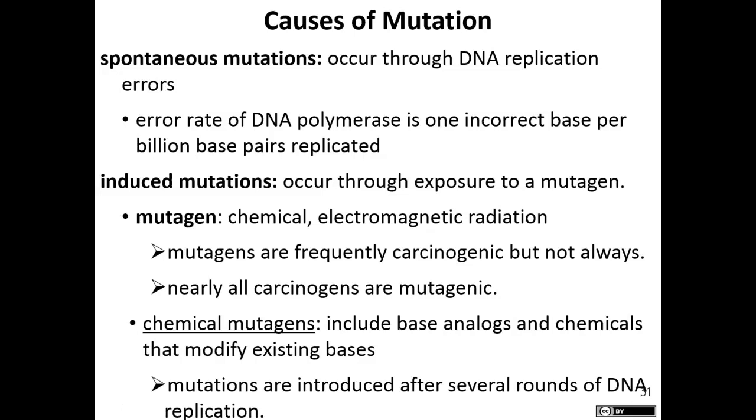So there are a lot of different mutagens out there. There are chemical mutagens. There's also UV light or radiation mutagens. Not just UV light: X radiation and gamma radiation all cause mutations, and they're considered mutagens.